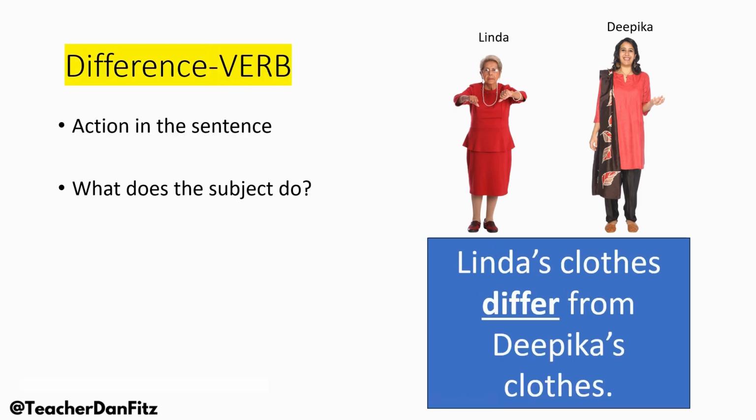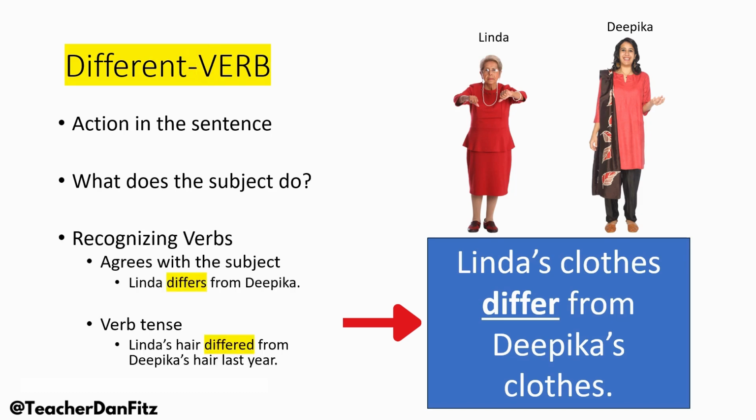Let's move on and talk about the verb form, or what verbs do in a sentence. First of all, a verb is the action in the sentence, and it tells us what the subject in the sentence does. For example, in my sentence, we have Linda's clothes differ from Deepika's clothes. So the differ is the action of what those clothes do. They differ.